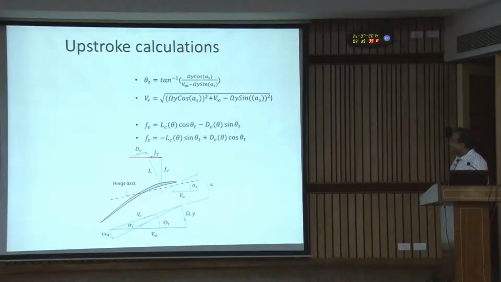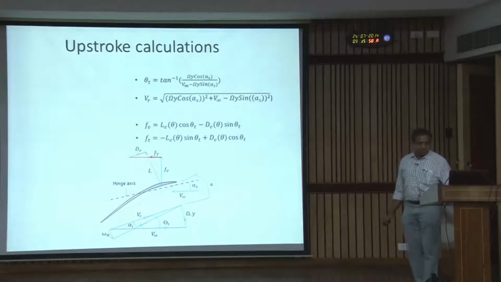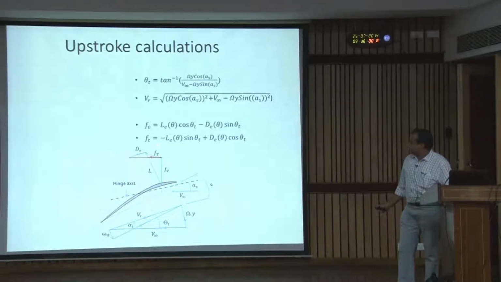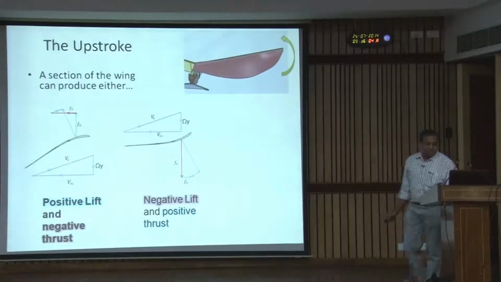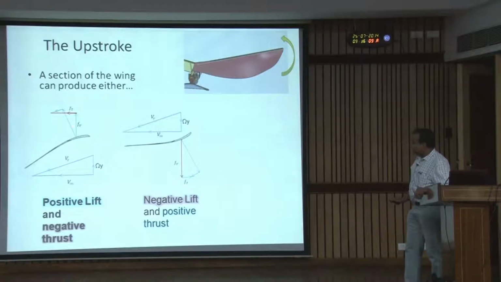Now, during the upstroke, when omega is in this direction, you get a positive lift but a negative thrust. So you cannot fly even after deforming if you just deform in the same way, because you will get a negative thrust during the upstroke. You have to get positive thrust and positive lift in both upstroke and downstroke. This configuration will give you positive lift, but negative thrust.